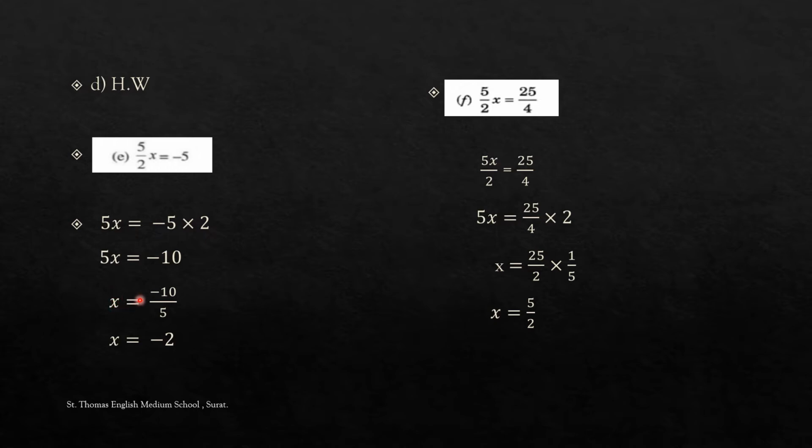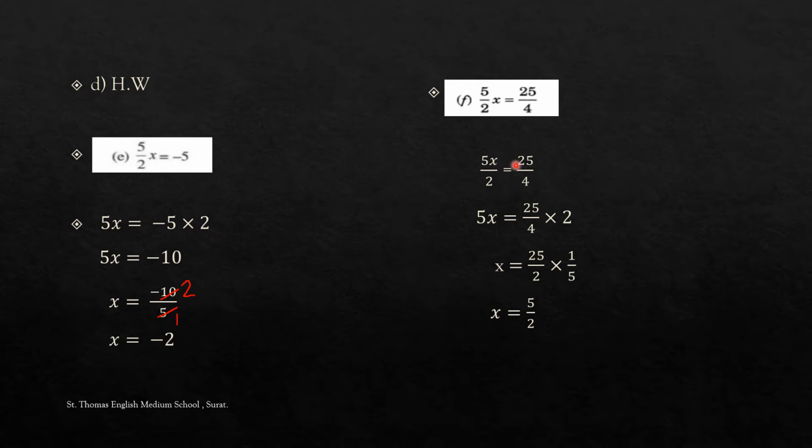So x is equal to minus 10. This is multiplication. If it comes here, it becomes division. Minus 10 by 5. Now we know 5 ones are 5 and 5 2s are 10. So what is the answer? x is equal to minus 2. Now question number F: 5 by 2x is equal to 25 by 4.